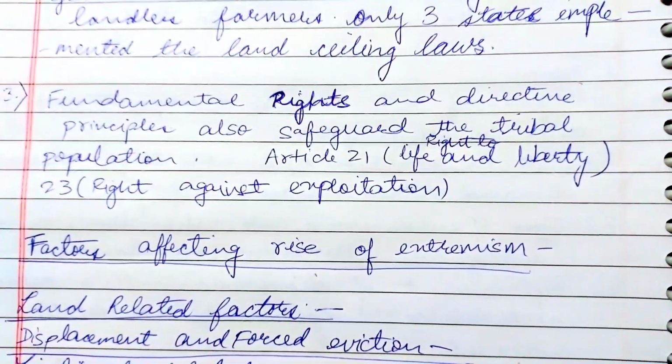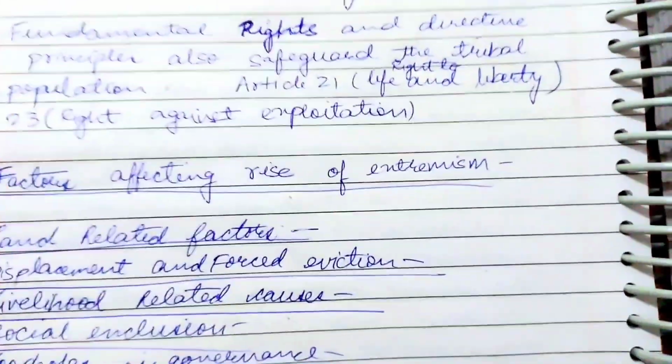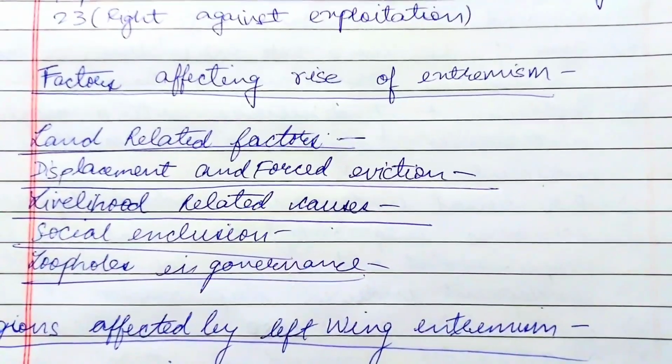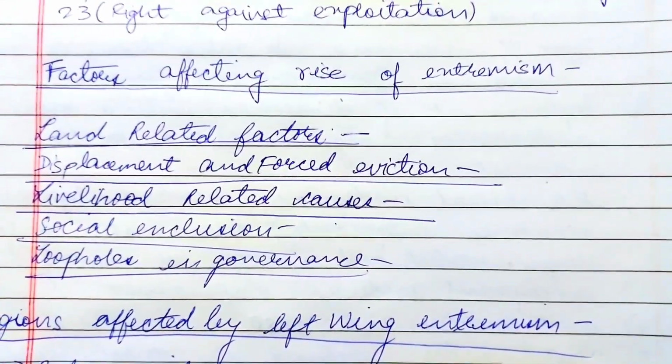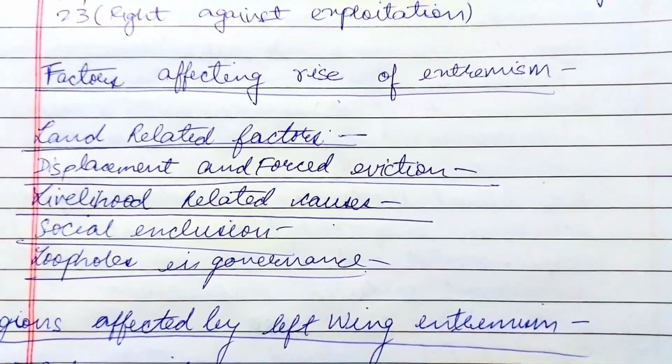But let's see, it will take a little more time. Then we come to the factors affecting the rise of extremism. There are land related factors, displacement and forced evictions, livelihood related causes, and social factors. So these are the factors affecting the rise of extremism.